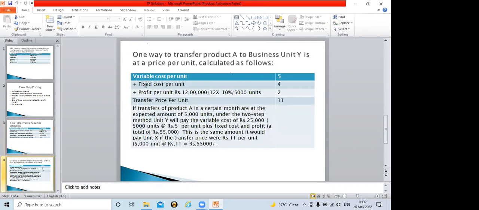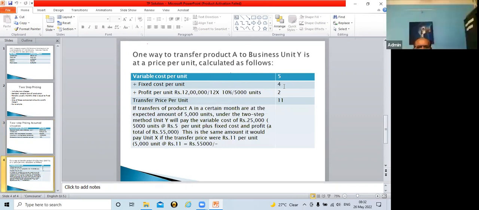Look here. Fixed cost per unit is 4. How has this 4 come? I told you there is 20,000 total cost divided by 5,000 units, which is 4 rupees. Here we have written 4. You can do the writing later, for now just understand the case. So variable cost plus fixed cost, 5 plus 4, is 9 rupees. Correct?